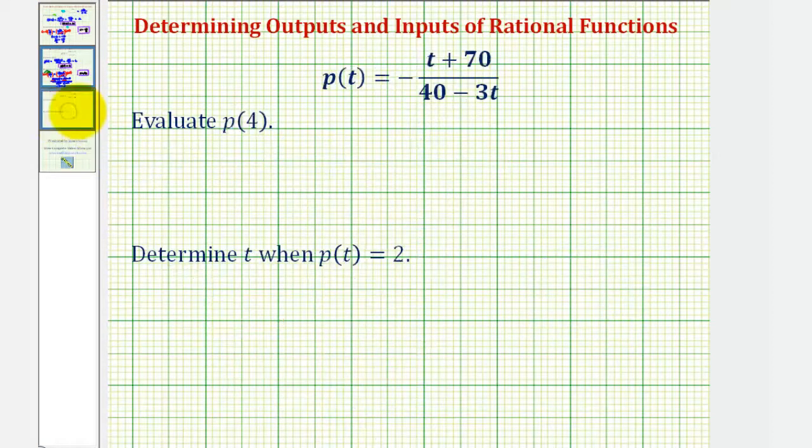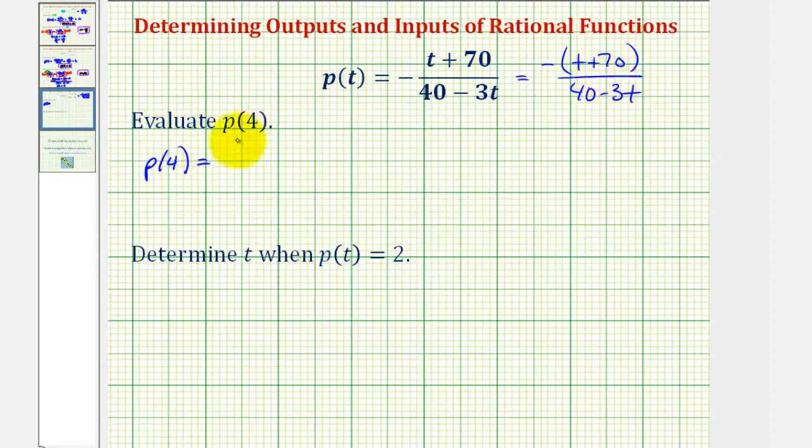Now for the last example, we have p of t equals negative the quantity t plus 70 divided by the quantity 40 minus 3t. We need to be a little careful about this negative sign here. If we want to move this up to the numerator, we'd have to take the opposite of the numerator, or write this as negative the quantity t plus 70 divided by 40 minus 3t. We can't just make this t negative, because then we wouldn't be taking the opposite of this fraction or making this fraction negative. And now for p of 4, we'll substitute 4 for t.